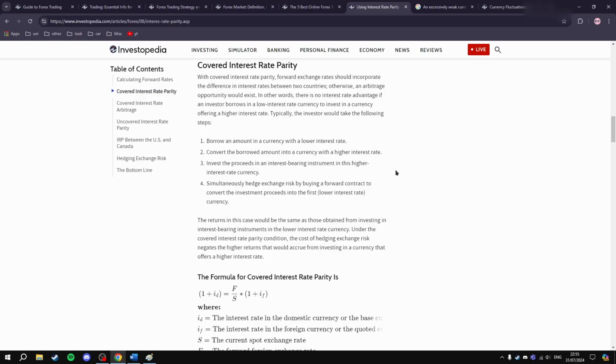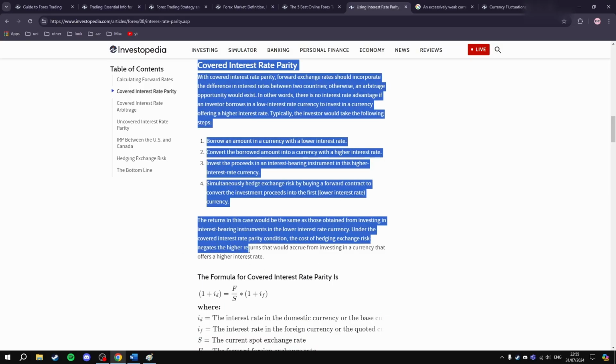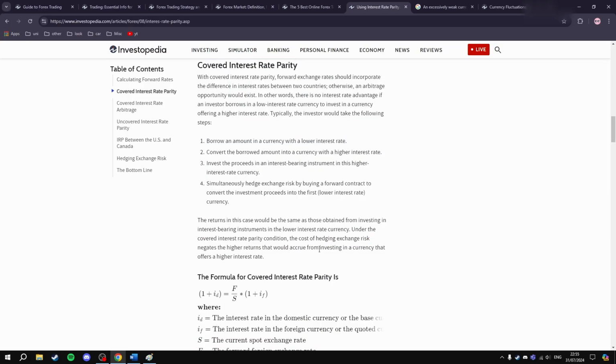So the returns will be the same as if you had not converted your currency into the currency with the higher interest rate. The output will be the same as if you had invested in just your own lower interest rate currency interest-bearing instrument. Under the covered interest rate parity condition, the cost of hedging exchange risk negates the higher returns that would occur from investing in a currency that offers a high interest rate. So this is saying that the cost of hedging would cancel out the higher returns that you would get from investing in a currency that offers a higher interest rate.